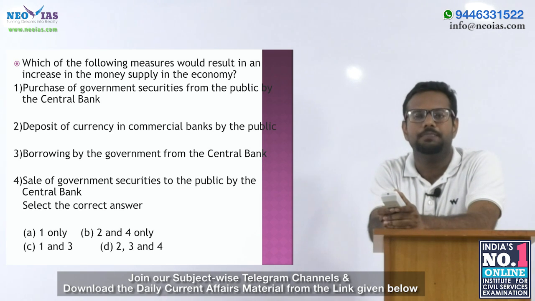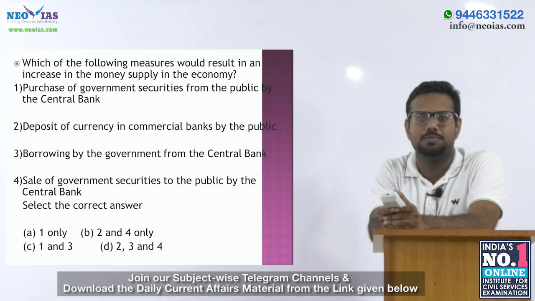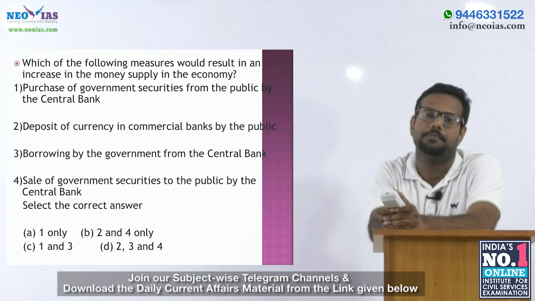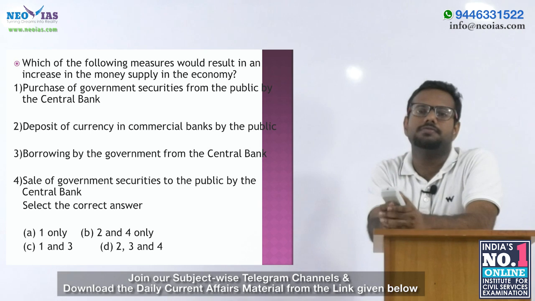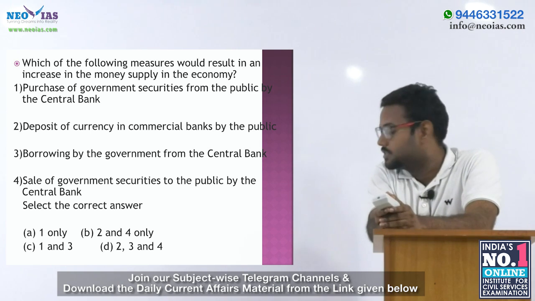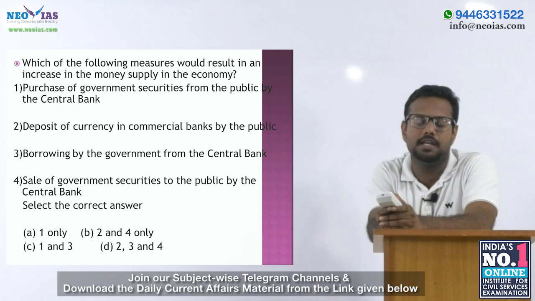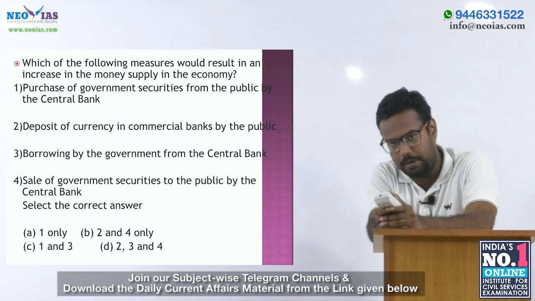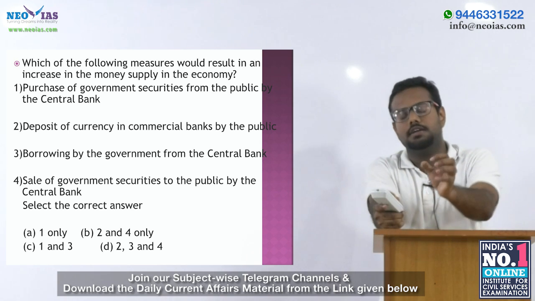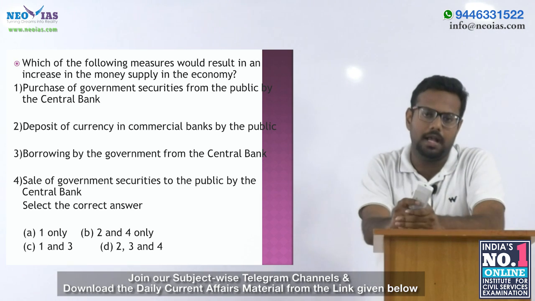Options: A, 1 only; B, 2 and 4 only; C, 1 and 3 only; and D, 2, 3 and 4 only. The question is about the measures which increase the money supply in the economy. Coming to the statements, statement 1, purchase of government securities from the public by the central bank. Will it increase the money supply?